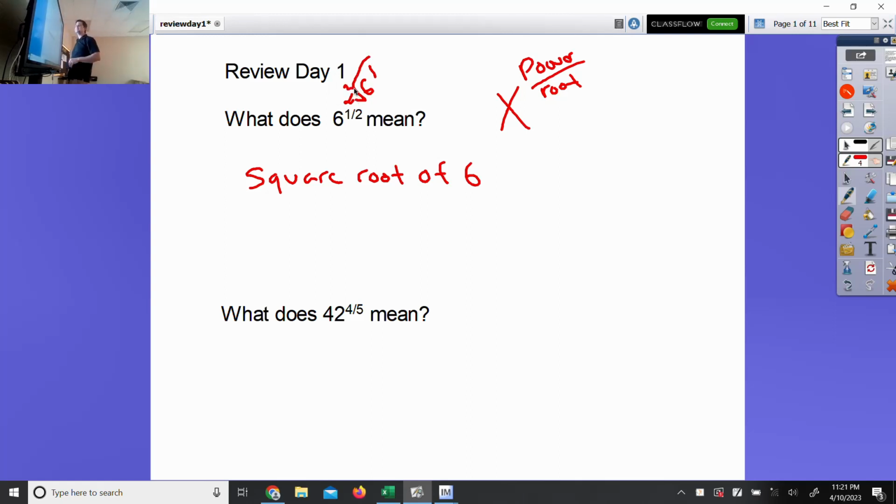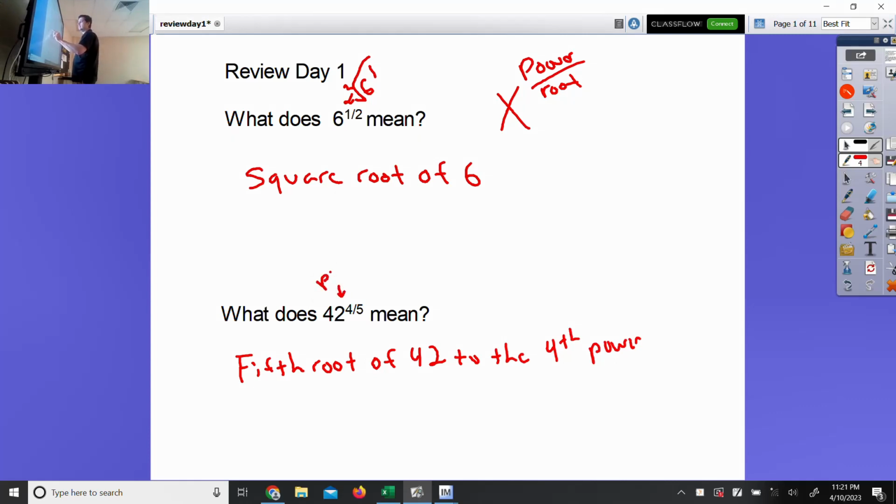You understood too. What does 42 to the 4/5 mean? Well, that is going to be the 5th root of 42 to the 4th power. That's in words. And that comes from this being the power sitting pretty over the root.